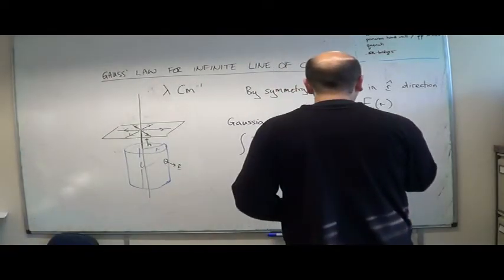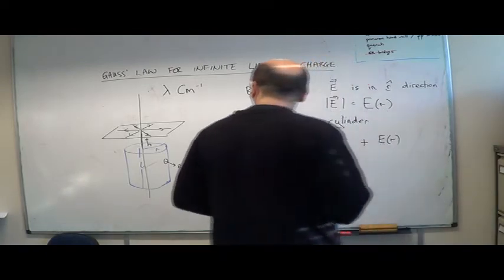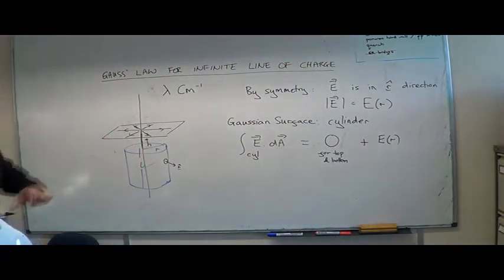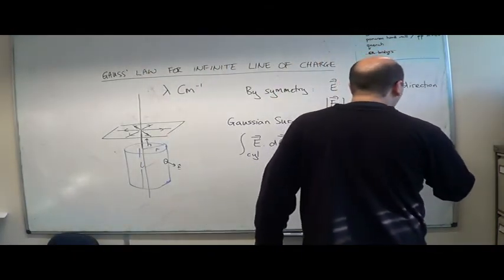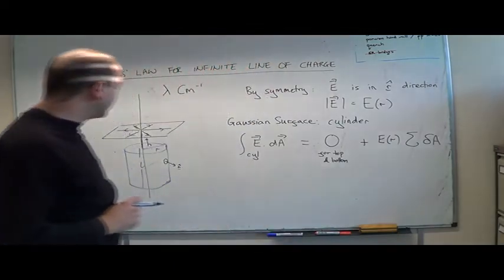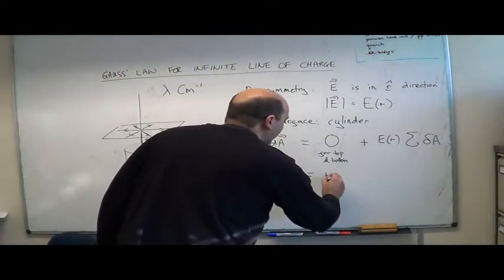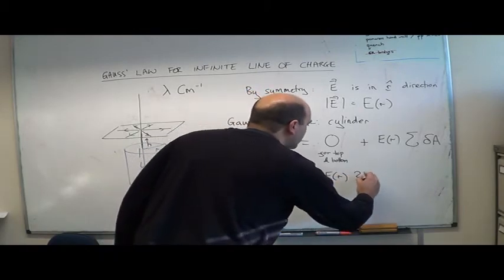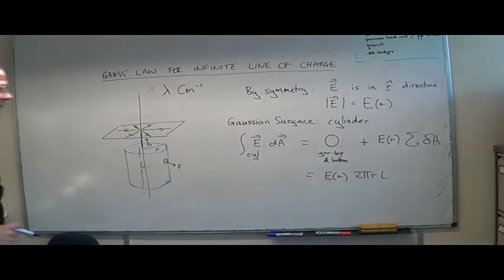And so what I get is E of r, that will be the same everywhere on the surface of the cylinder, times the sum over those delta A pieces. And when I add those up, I just get the surface of the cylinder, which is 2 pi r, the distance round, times the height L.